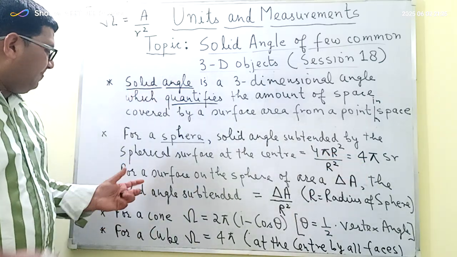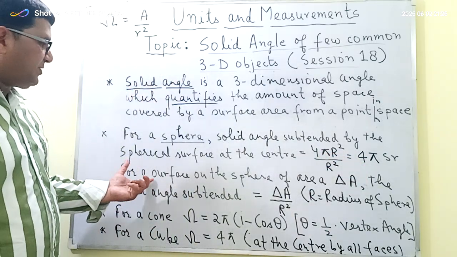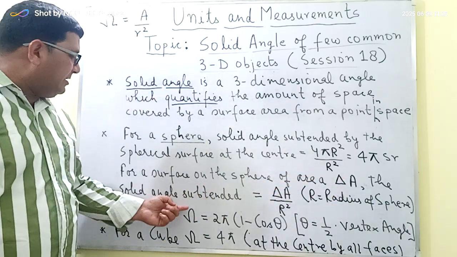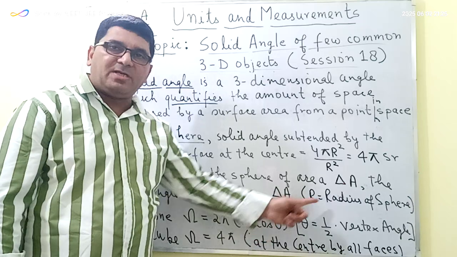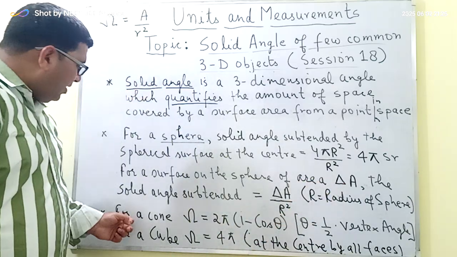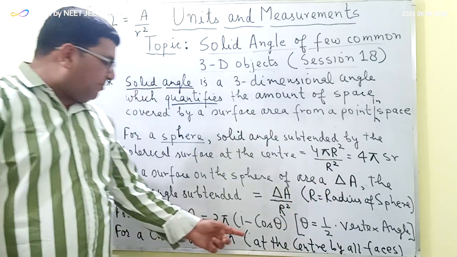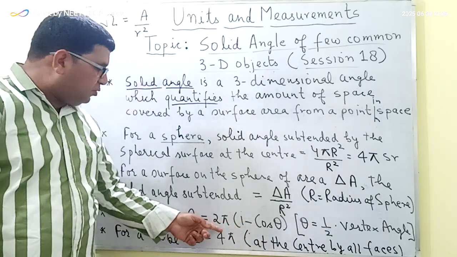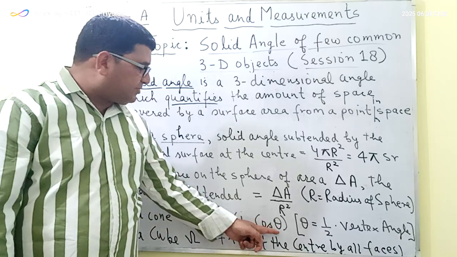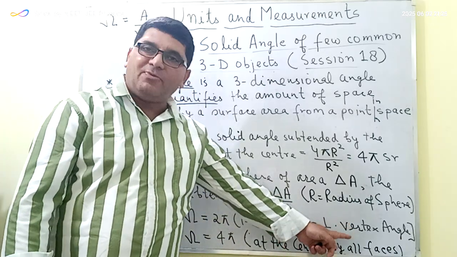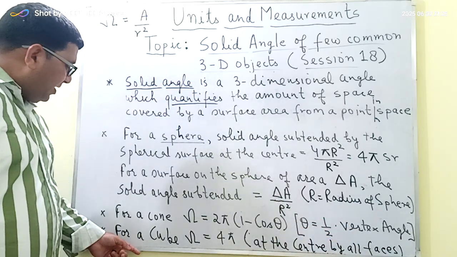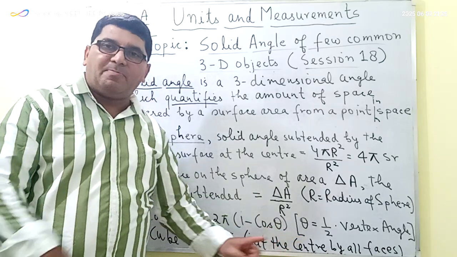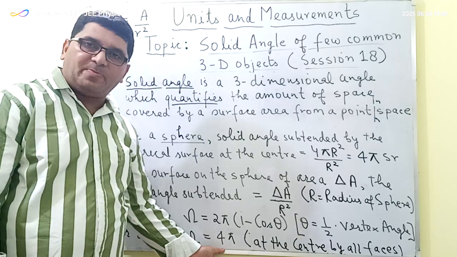Now for a small surface area on the sphere of say area delta A, the solid angle subtended will be equal to delta A upon r square, where r is the radius of the sphere. Now for a cone, the solid angle which is subtended by the base of the cone at the vertex of it will be equal to 2 pi in bracket 1 minus cos theta, where theta is equal to half of the vertex angle. For a cube, the solid angle subtended at the center of it by all the faces of the cube is equal to 4 pi.